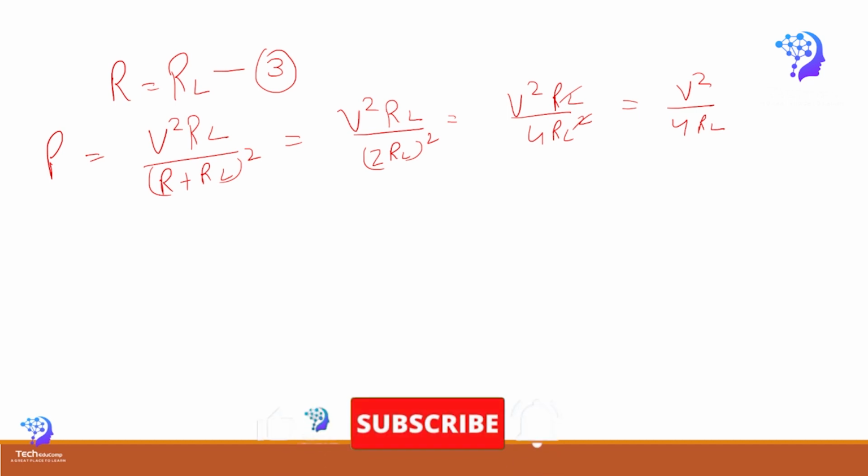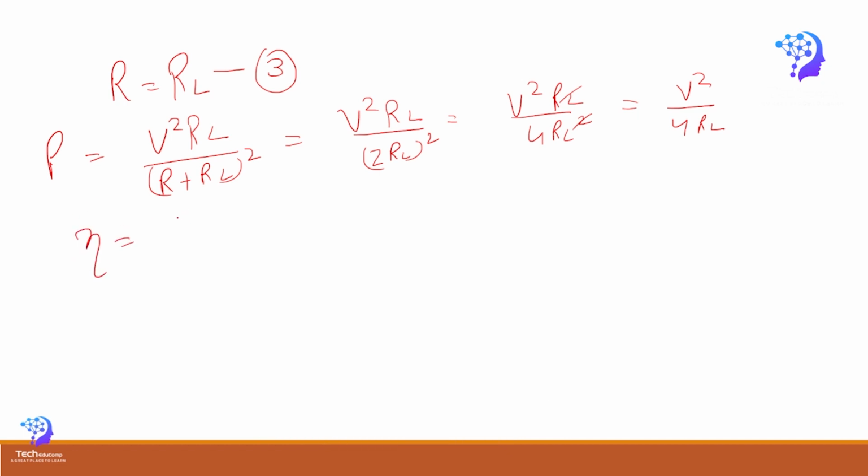Now we will be seeing the efficiency, which is eta. So eta will be equal to maximum power in the load divided by power from the source, which will be equal to I square RL upon I square R. It will be RL upon R, sorry. So this is from the source.